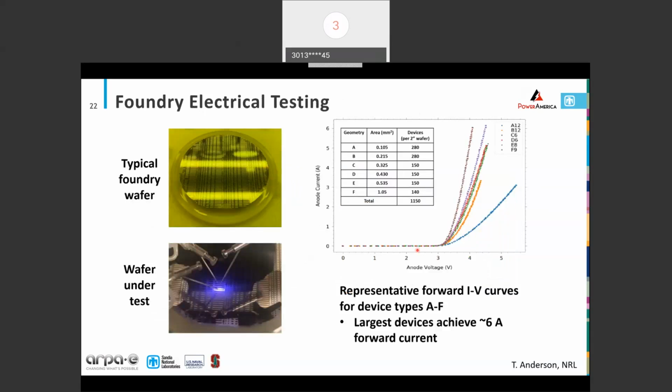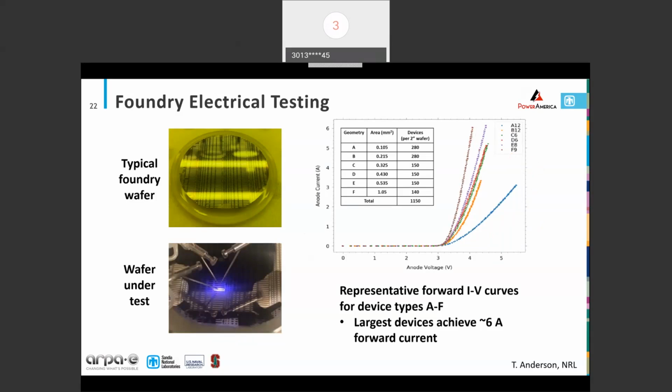In terms of the testing once we get the devices out, it's shown on this slide. Here's a typical foundry wafer. You might recognize that device pattern with the different areas. And here's a large area device under test. You do see some light emission that's visible, so sub band gap. The plot in the upper left shows representative forward IV curves for different sized devices. This brown one is the largest, so we see higher current. We've gotten up to around 6 amps for this device, so that meets our current density metric for the program.